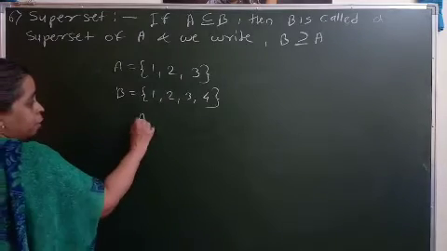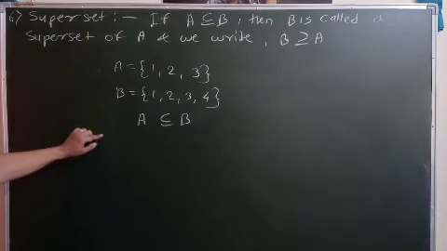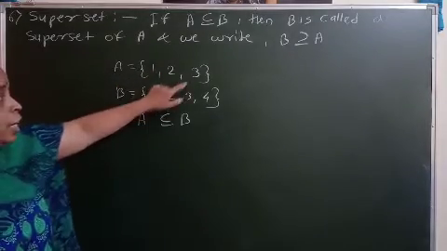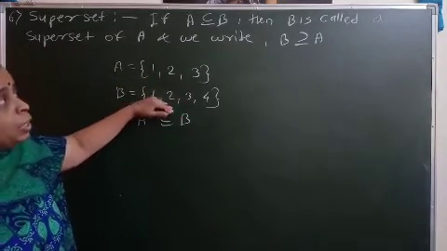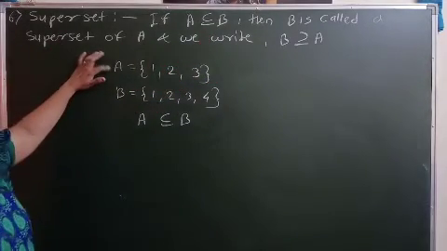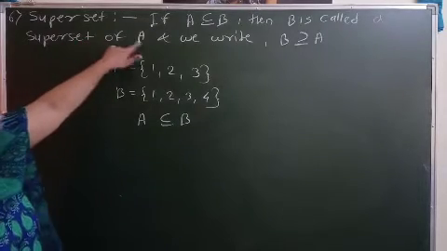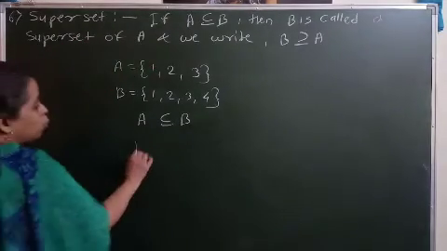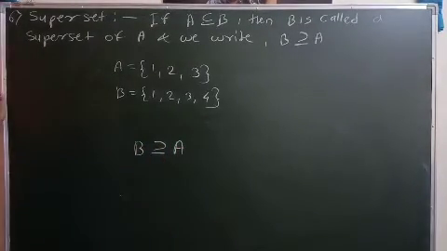So you can write A is a subset of B. Now reverse the process. If A is a subset of B, meaning every element of set A is an element of set B, then this bigger set, set B, is called the superset. This A is called the subset, and this bigger set is called the superset of set A. So you can write like this: B is a superset of set A.